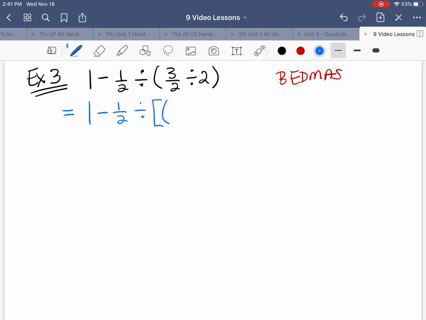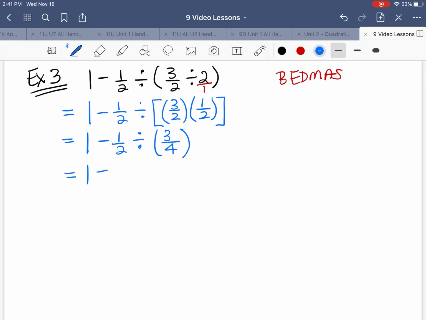I'm going to use a square bracket here because I'm going to use some round brackets for multiplication. So 3 over 2 times 1 over 2. Because remember, we can write that 2 right up above as 2 over 1. And now I'm still going to work within those brackets and do my multiplication. So we have 1 minus a half divided by 3 times 1, which gives us 3, and then 2 times 2 gives us 4.